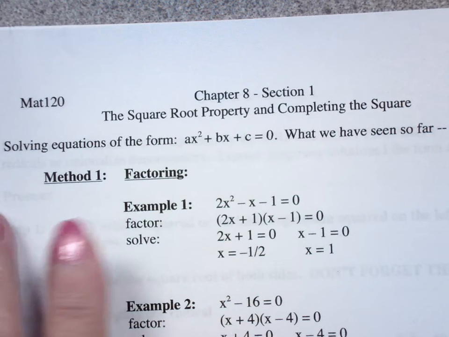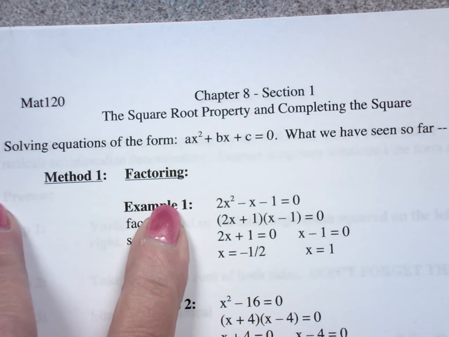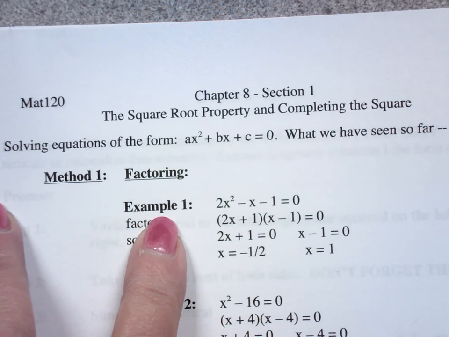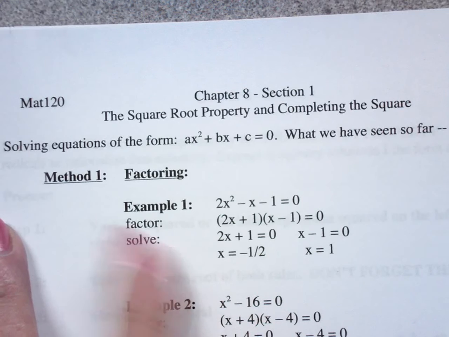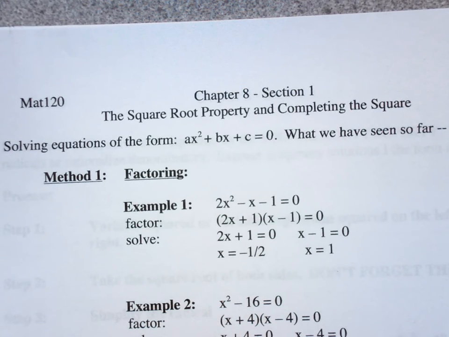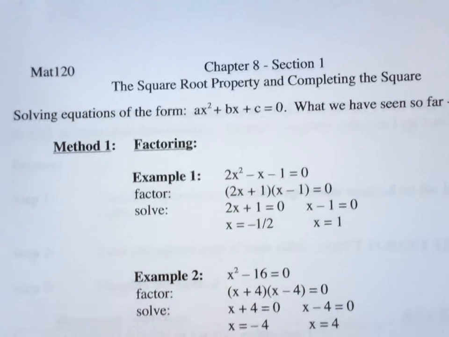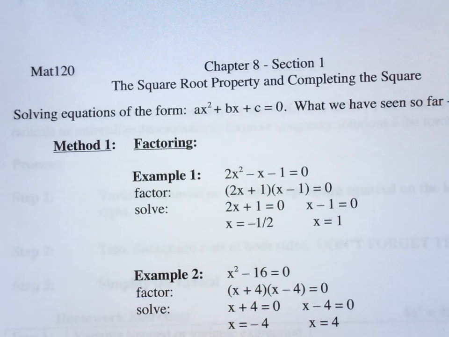So far what we've done is factoring, and that's where you take something like 2x squared minus x minus 1 equals 0, factor it, and solve. That's all we had to do. Here is x squared minus 16 equals 0. It was the difference of squares, so you rewrote it as a difference of squares and then factored it and solved.